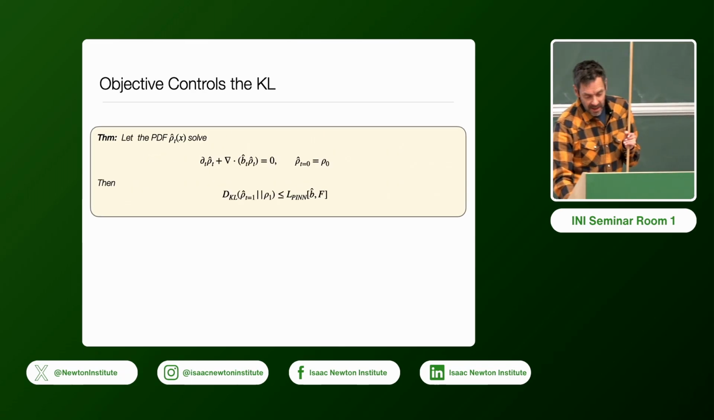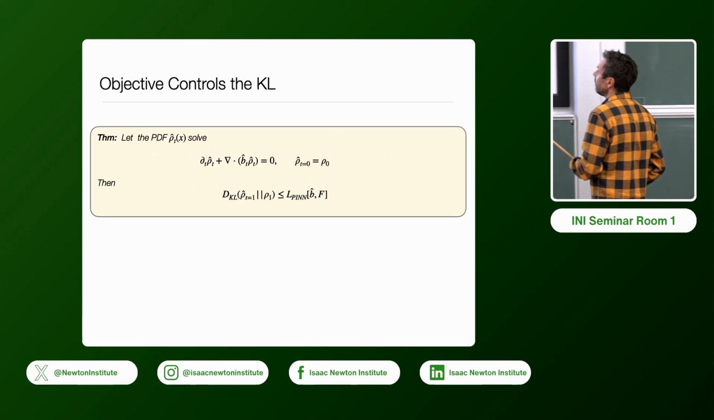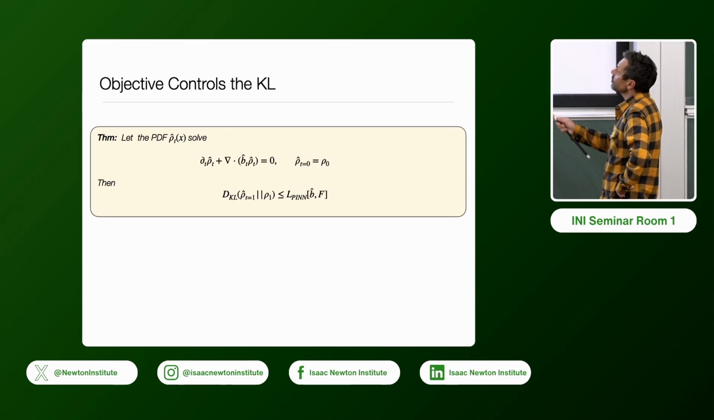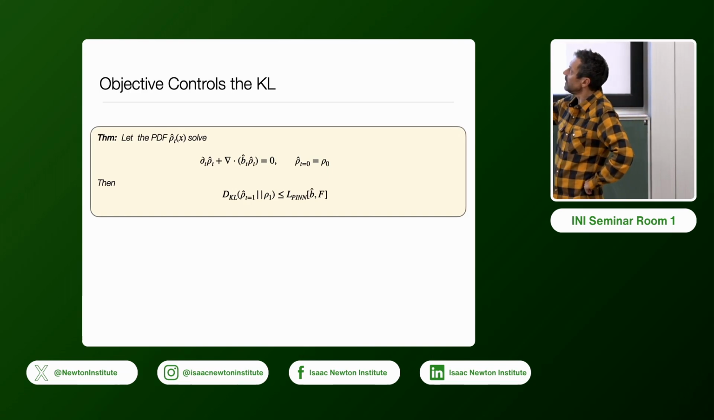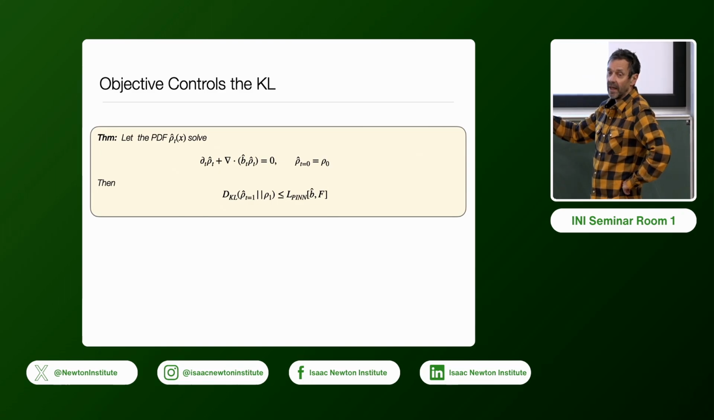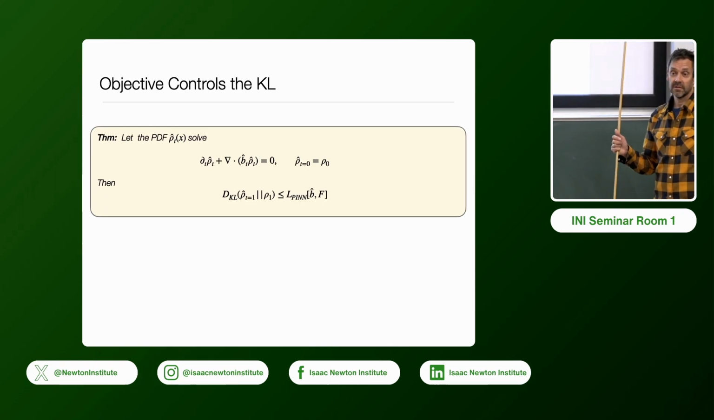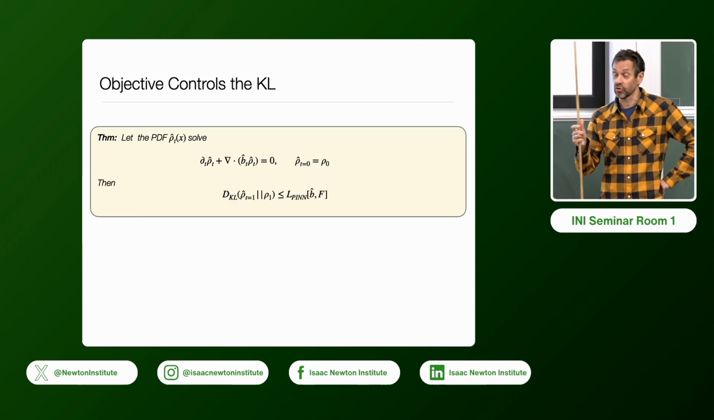Okay? Maybe one more theoretical result, and then I'm going to show two examples. The objective controls the KL. So you can show that, suppose that you transport a PDF with the wrong b, and you don't, epsilon equals 0, not only this transport, then you can ask what is the KL divergence of the PDF you will reach at time 1 with respect to the target. And this is dominated by the value of the loss. Okay, so the loss really gives you control of the error.